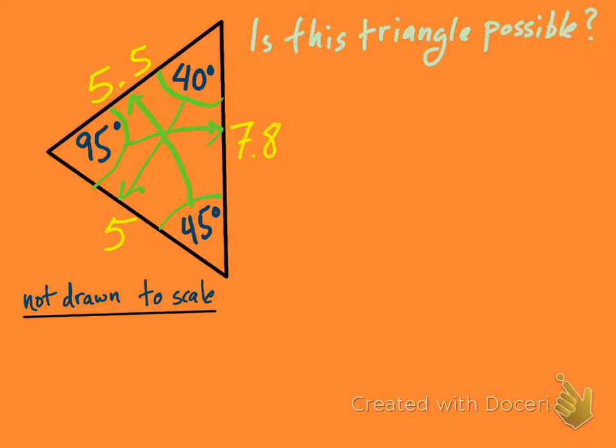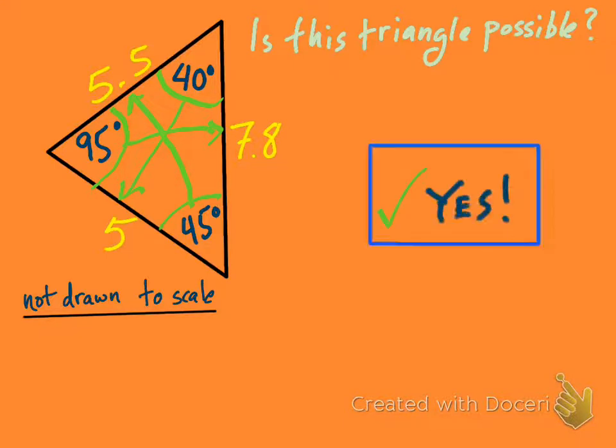The largest angle is opposite the longest side. The mid-sized angle is opposite the mid-sized side. And so according to that, this triangle appears to be a possible triangle. Just a word of note here. Actually, it's a lot more complicated than this.